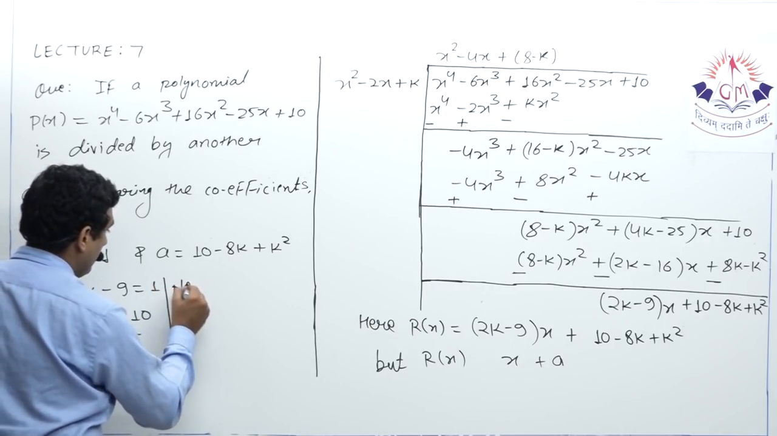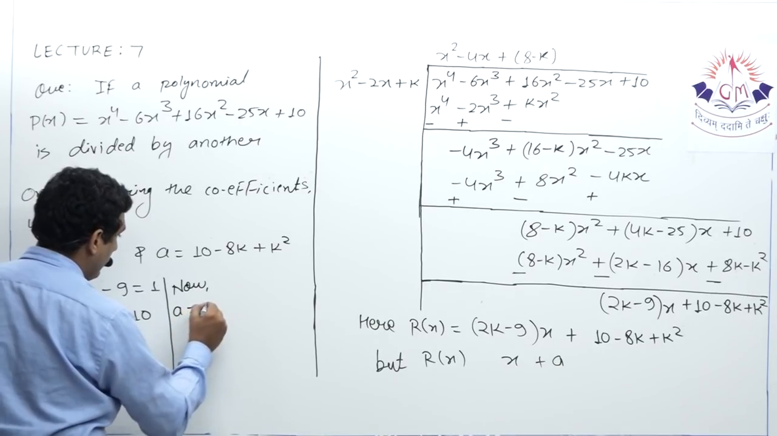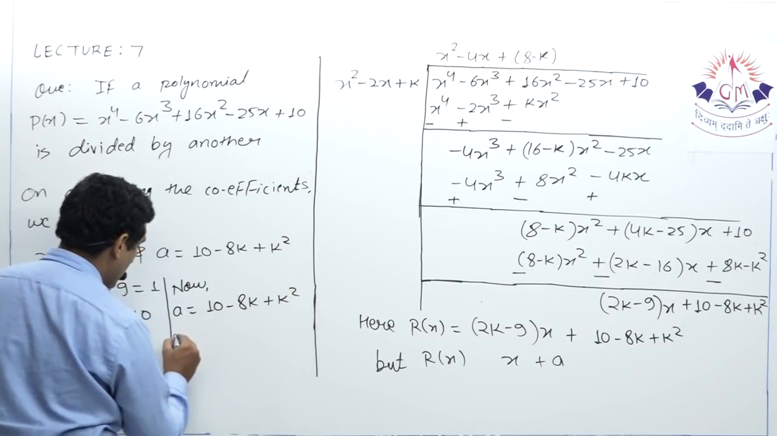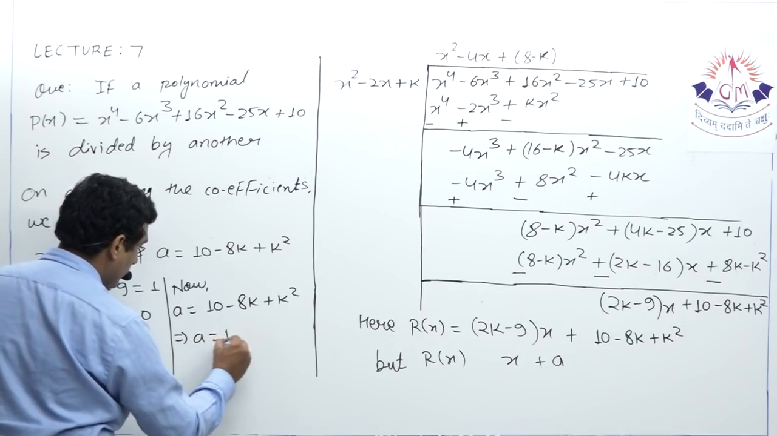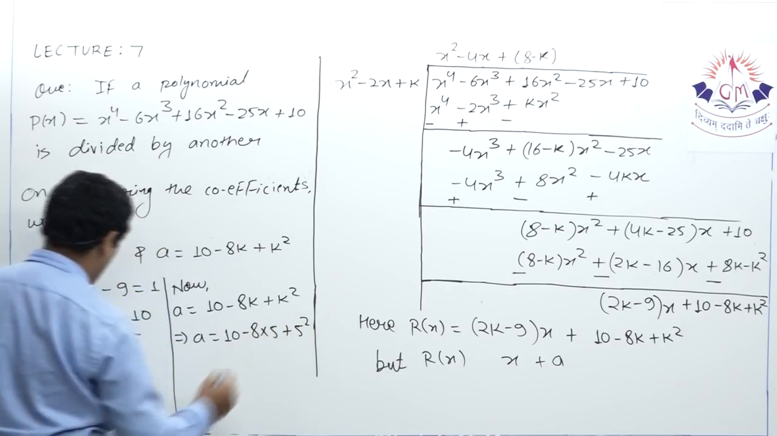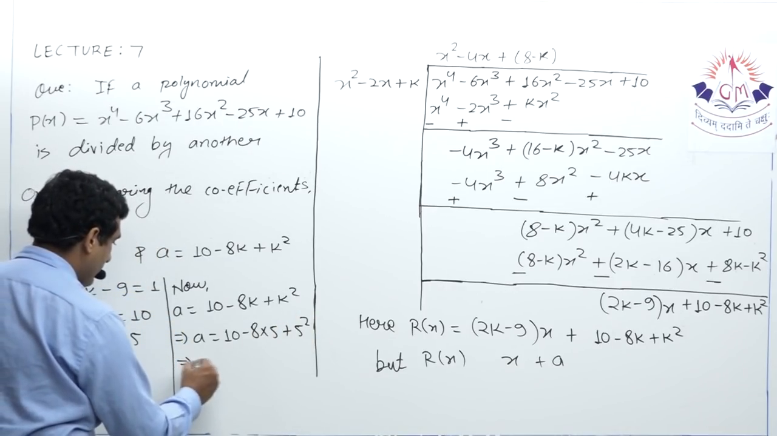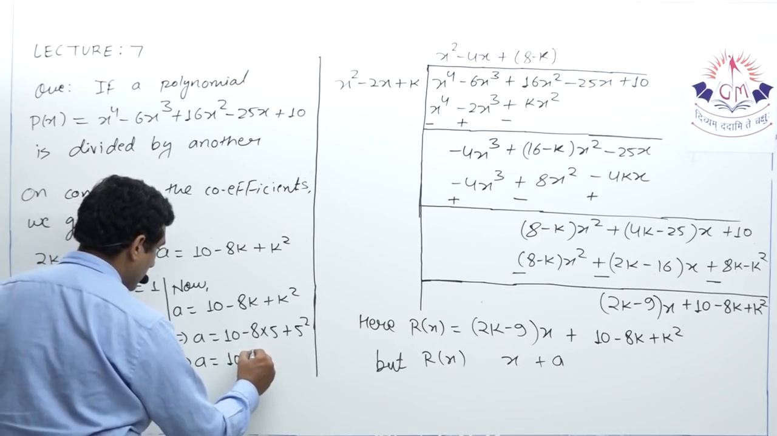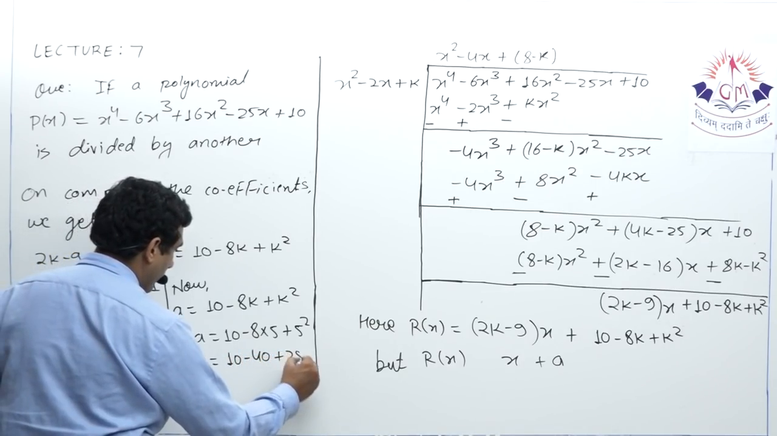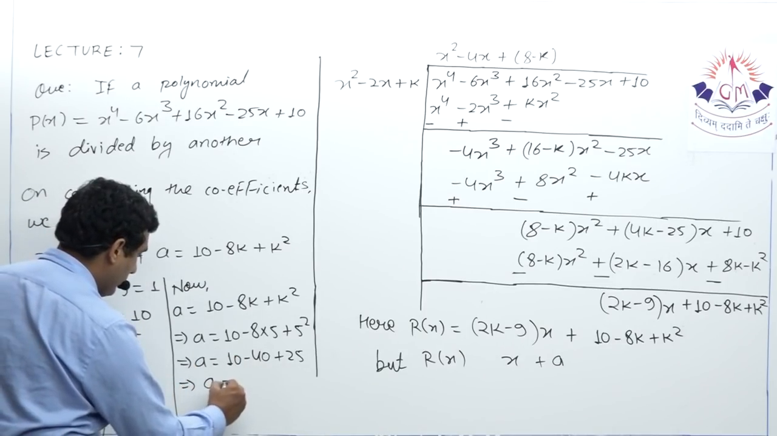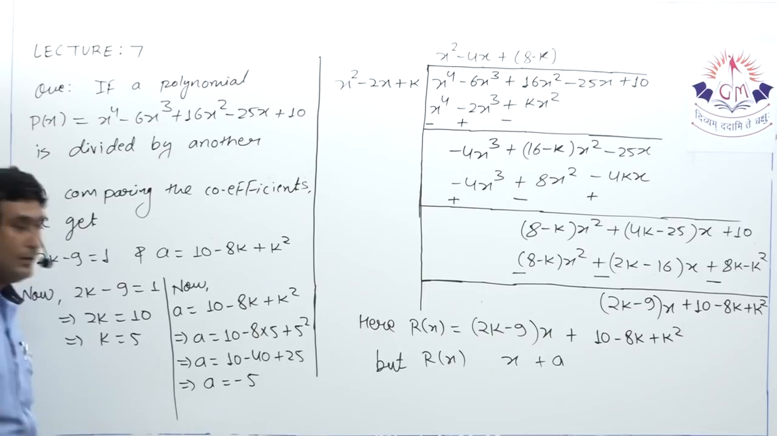Okay, now a is equal to 10 minus 8k plus k square, therefore a is equal to 10 minus 8 into 5 plus 5 square, which gives you a is equal to 10 minus 40 plus 25. So 25 plus 10, 35. So ultimately a is equal to minus 5.